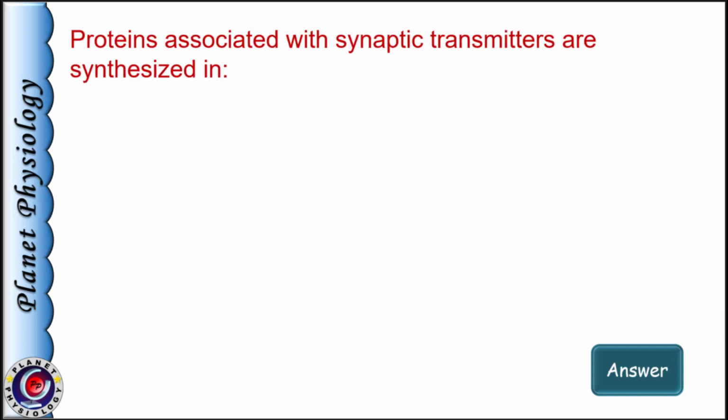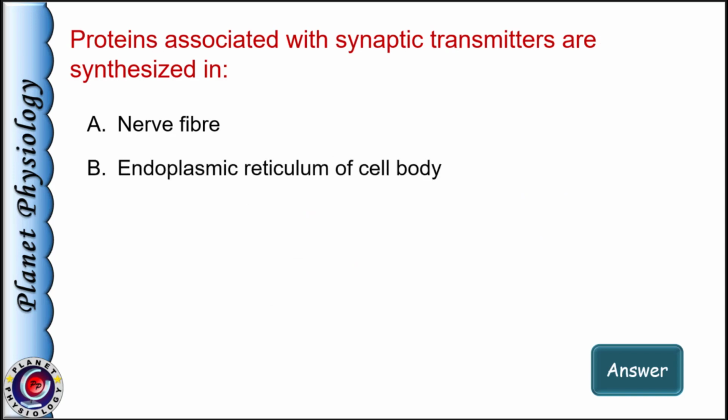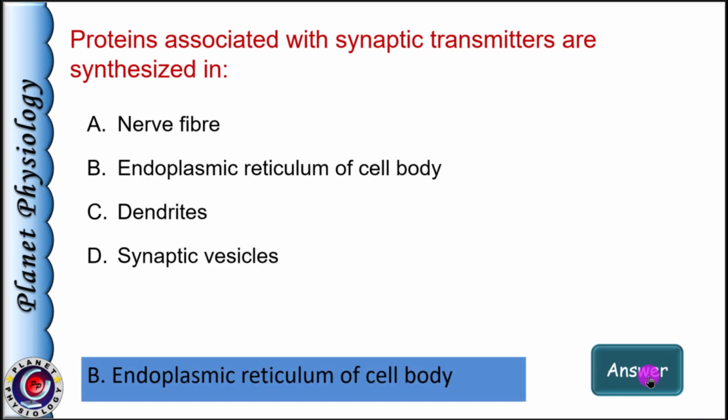Next question. Proteins associated with synaptic transmitters are synthesized in. Here are the options. A. Nerve fibers, B. Endoplasmic reticulum of the cell body, C. Dendrites, and D. Synaptic vesicles. Since the question deals with neuropeptides, as usual, proteins are always synthesized in the endoplasmic reticulum, which are then processed and packed by the Golgi apparatus. So these neurotransmitter vesicles are then transported from soma to the axon terminal by fast anterograde axonal transport. Hence, option B is the correct answer.